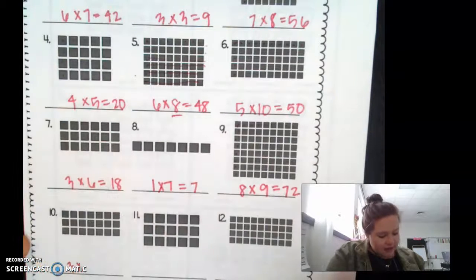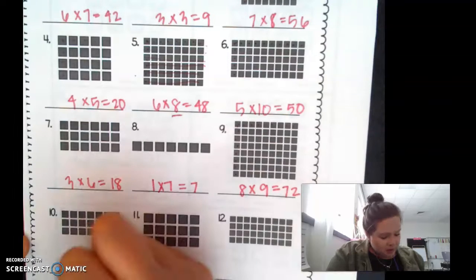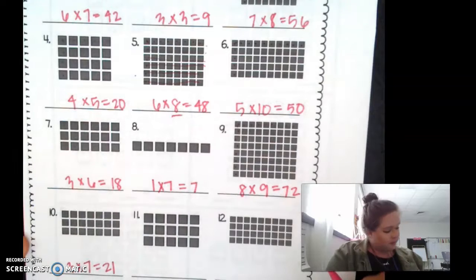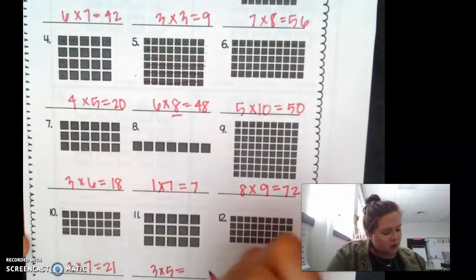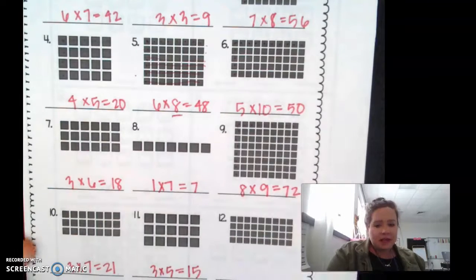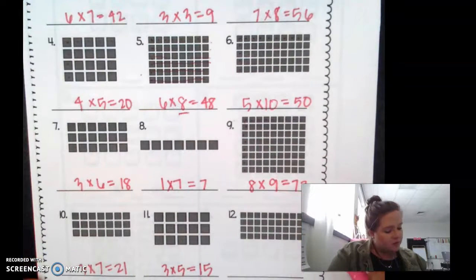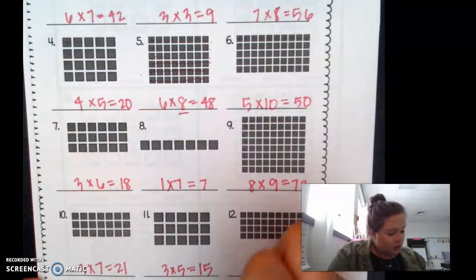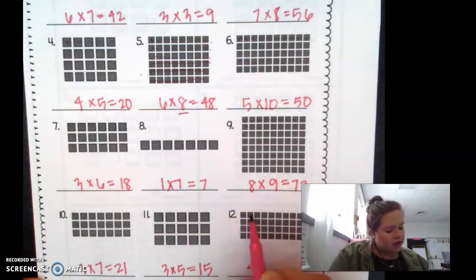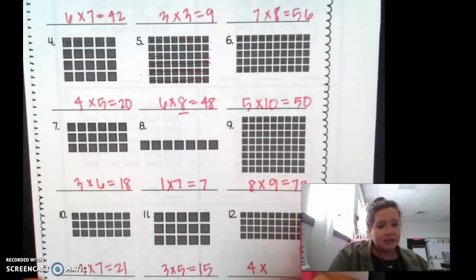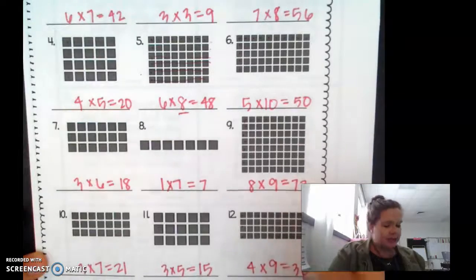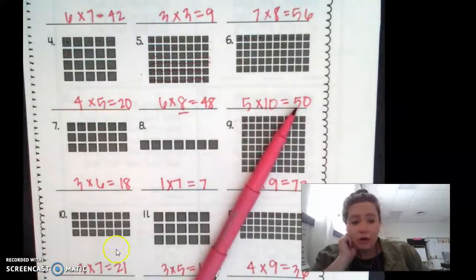Okay, number 10. 3 times 7, which equals 21. Number 11. Good. 3 times 5, which equals 15. You guys are getting the hang of this. Number 12. 4 times 1, 2, 3, 4, 5, 6, 7, 8, 9, which equals 36.